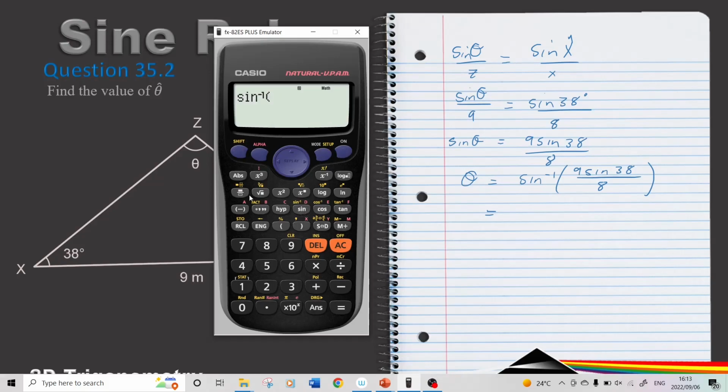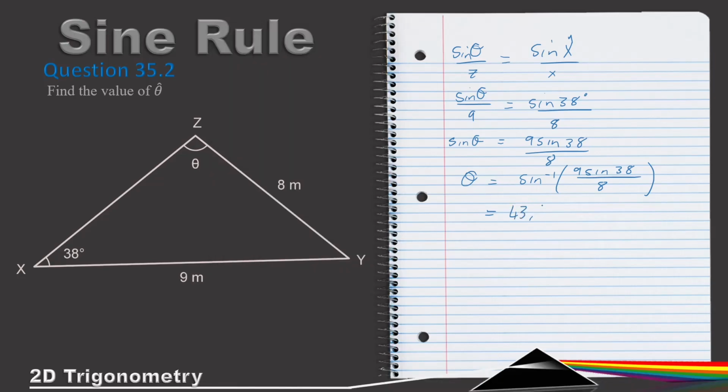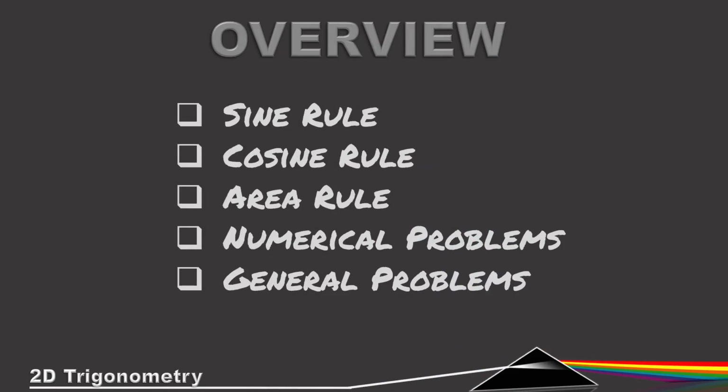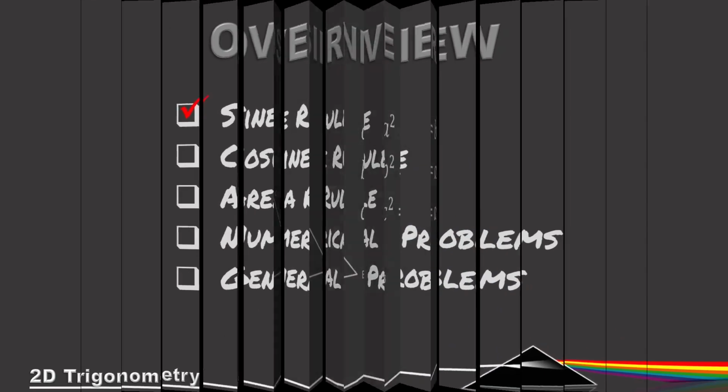Shift sine 9 sine 38 over 8. Okay, that gives me 43.84 degrees. So that was the sine rule. Next we're going to look at the cosine rule.